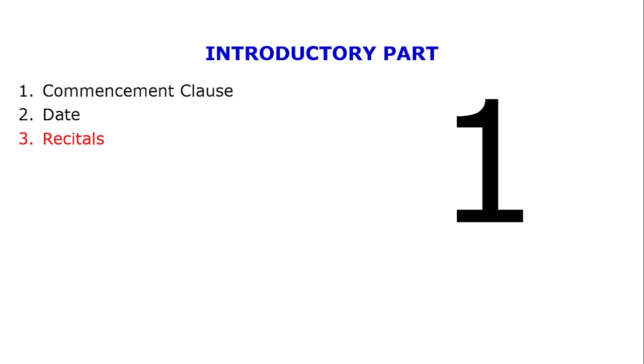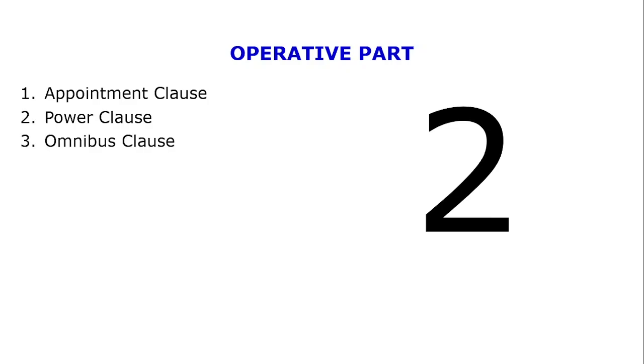What about the operative part of a power of attorney? For the operative part, you have the appointment clause, you have the power clause, you have the omnibus clause. So take note of that. Of course, I don't expect you to be surprised. I already told you that the parts of every deed are the same, but the clauses differ based on the particular type of deed involved. So the operative part of a power of attorney has the appointment clause, the power clause, and the omnibus clause.